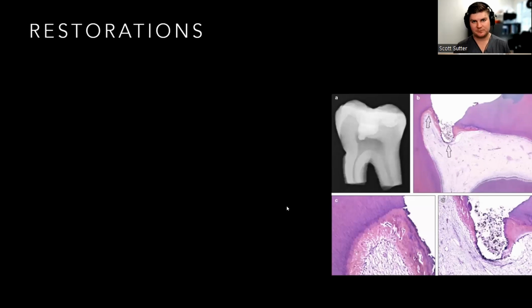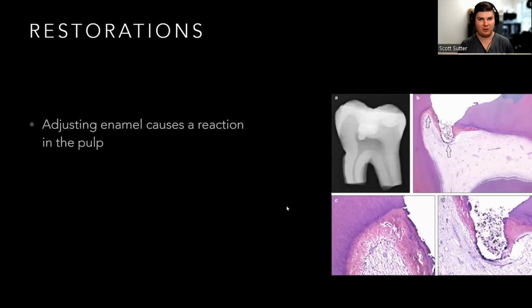Okay, so with restorations, what happens when you put something on the pulp? Once again, this could be an entire hour lecture on direct pulp caps versus indirect pulp caps, but I wanted to give you all just a brief overview. I know you'll get this in class, but even adjusting the enamel causes a reaction inside the pulp. So what happens if you actually put a restoration near the pulp?